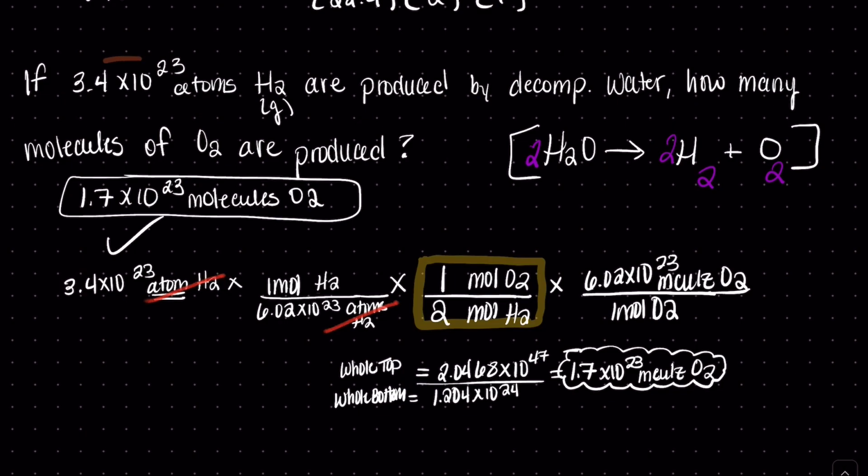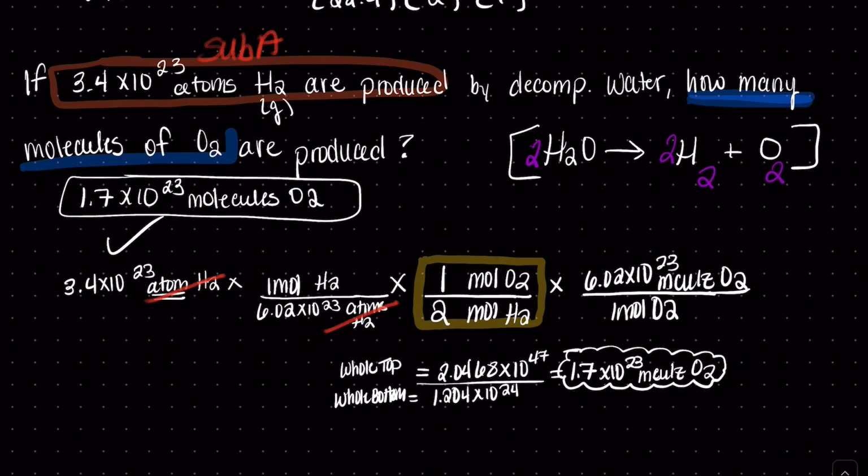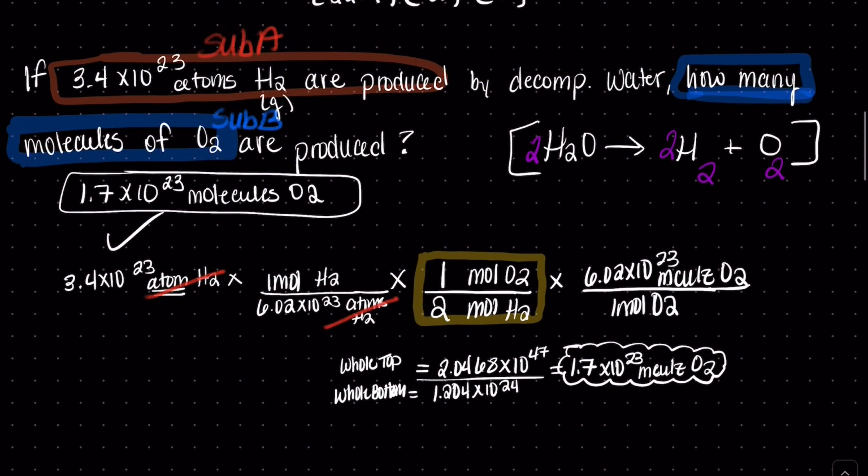So I'm given 33.4 atoms of hydrogen. That sounds like substance A. Then we're going to slither over here to how many, that's my question, molecules of O2 here. So that, friends, is substance B. So I move from A to B through that reaction stoichiometry, and we call it even.